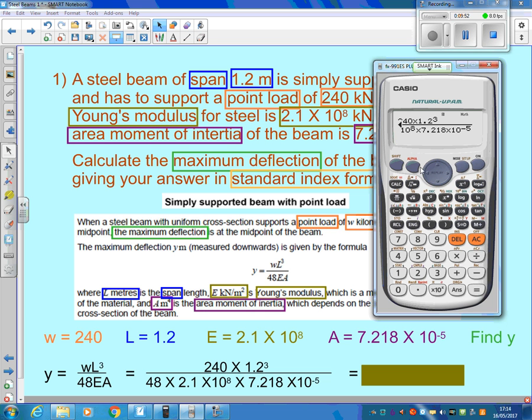Okay, so let's have a look at that and then check that it should look the same. So 240 times 1.2 cubed on top, on the bottom 48 times 2.1 times 10 to the power of 8 times 7.218 times 10 to minus 5. And then once I've checked that it looks the same, all I need to do is press equals. There it is as a fraction.